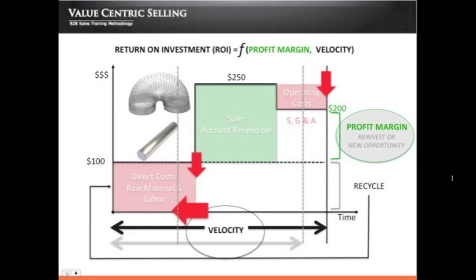Keep this in mind. Next time you go see a customer and you're talking about what your product or service can do for their business, emphasize what you're talking about. Are you talking about operating costs, direct costs, or turnover time in terms of product or service?